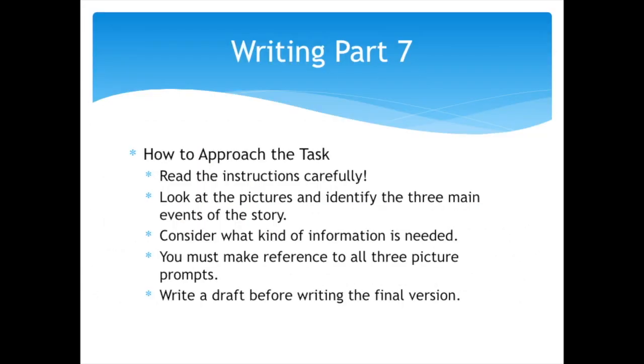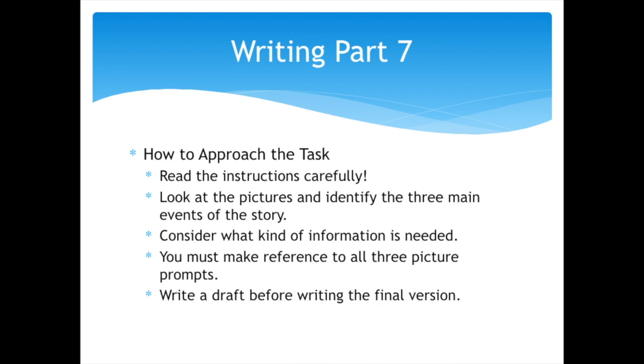So how to approach writing part 7. Definitely read the instructions carefully first. Make sure you know what you're supposed to do before you start doing it. And then look at the pictures to identify what's happening in those pictures, because whatever you see in those pictures is going to be the main events of your story. So you have 3 pictures, first this, and finally that. So 3 main events, 1, 2, 3. And that's going to be the information that's needed for your story.